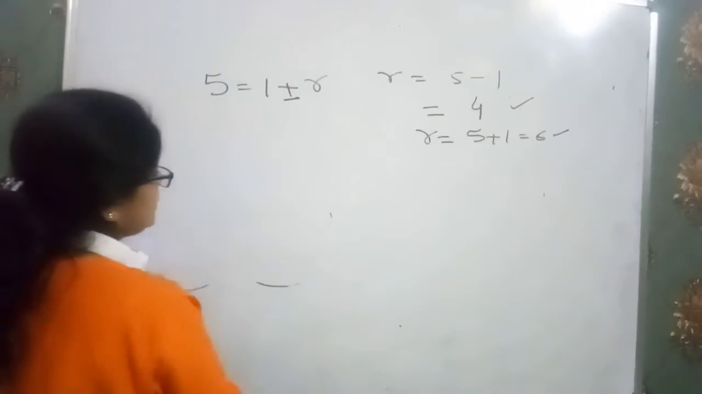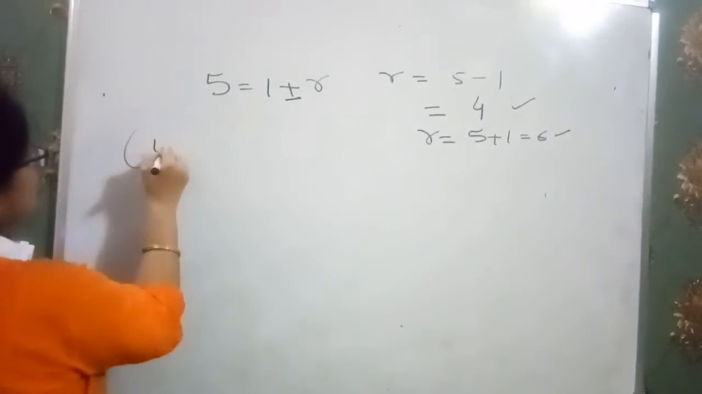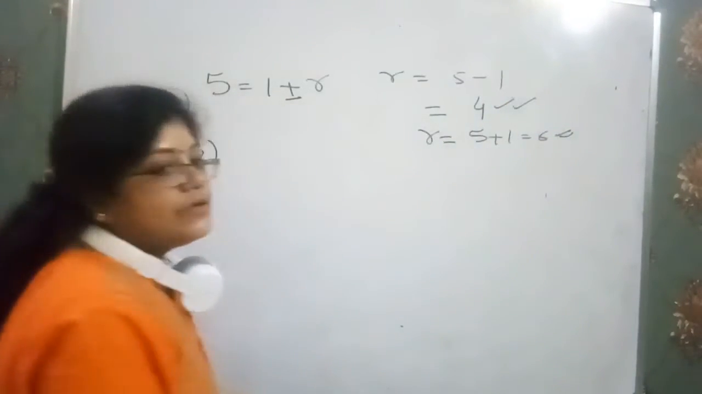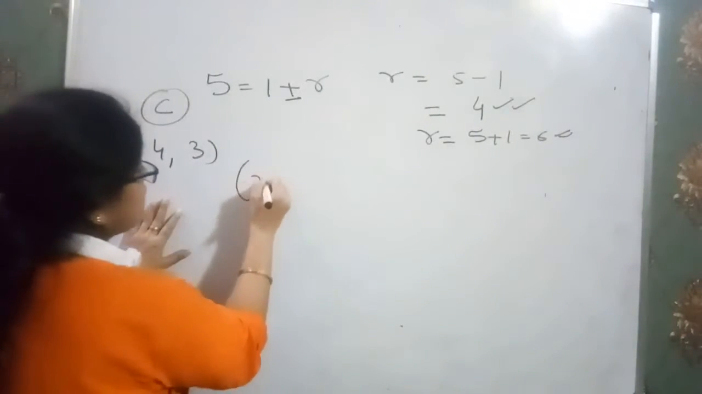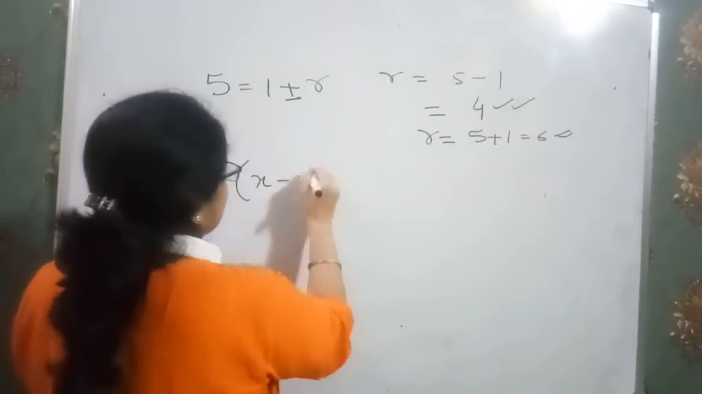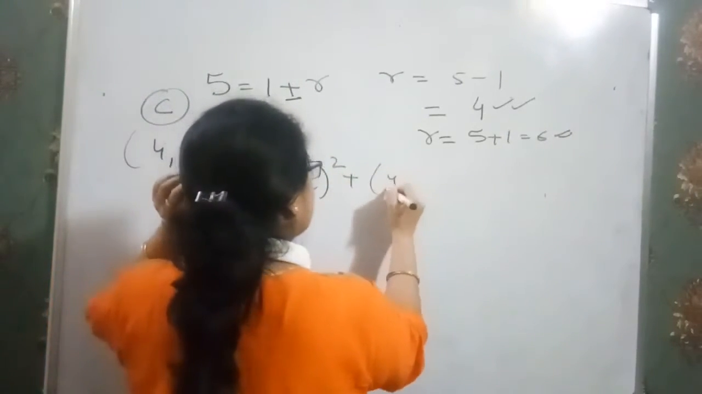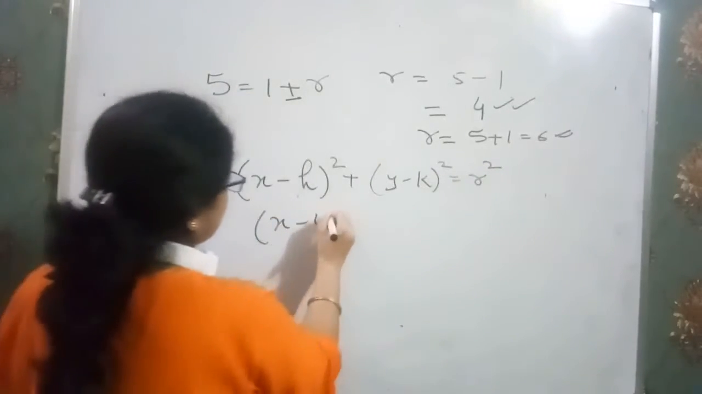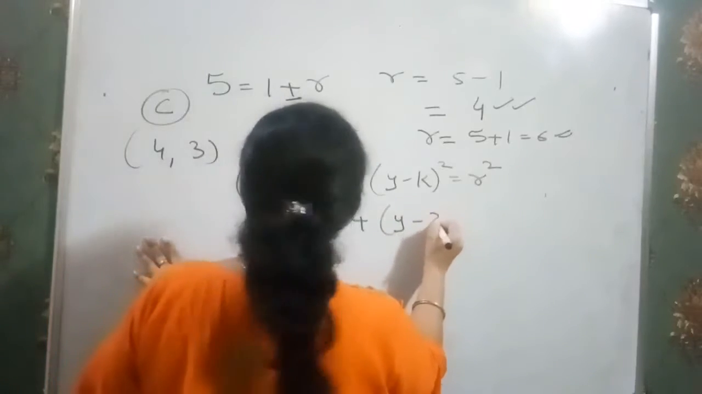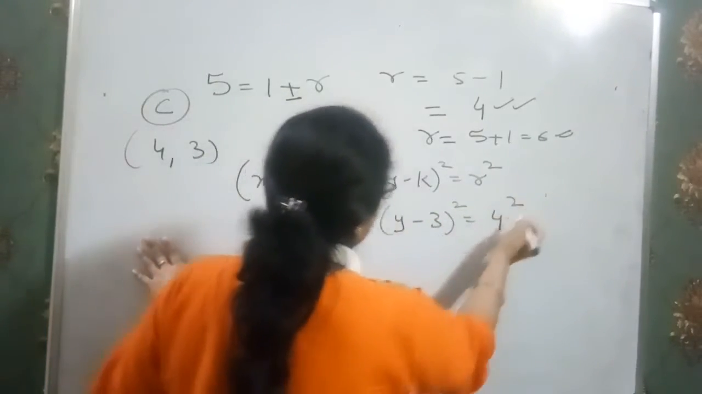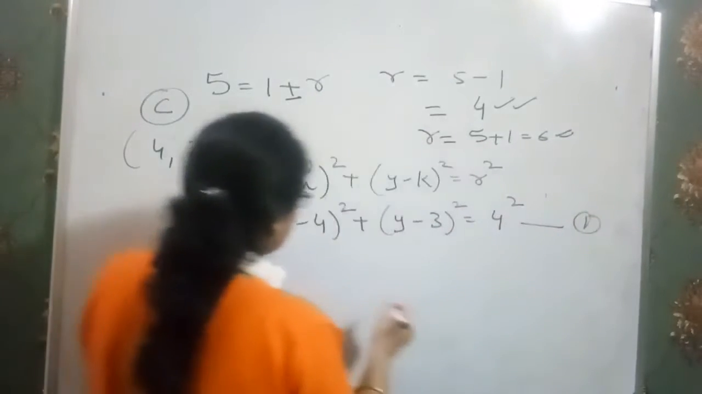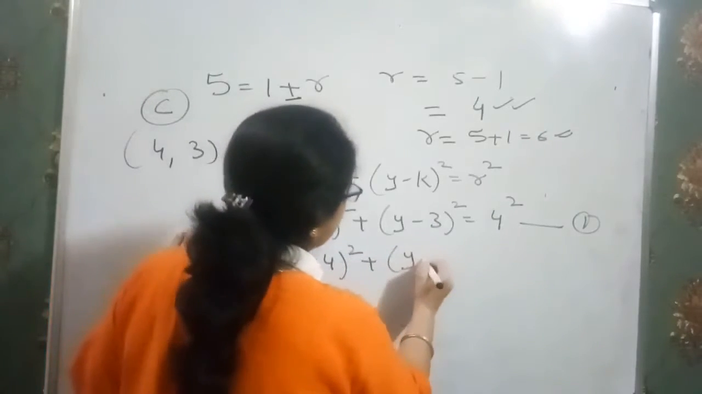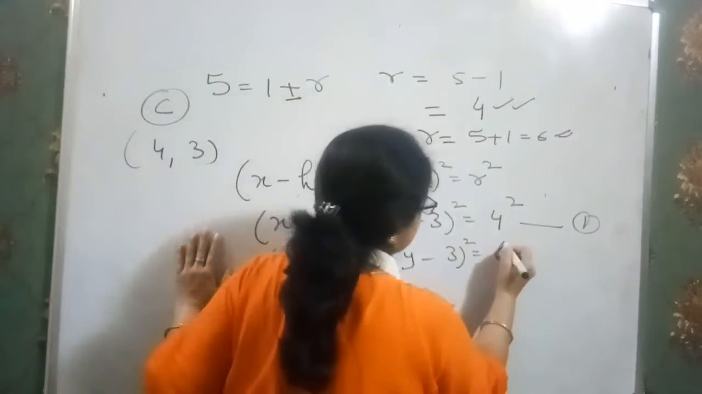Now the center of the circle which we have to find is given, 4, 3. And the radius we got is 4 and 6. So we got two equations. The equation of the circle is x minus h whole square plus y minus k whole square is equal to r square. That means we have x minus 4 whole square plus y minus 3 whole square is equal to 4 square. This is the first equation of the circle. And the other equation of the circle is x minus 4 whole square plus y minus 3 whole square is equal to 6 square.